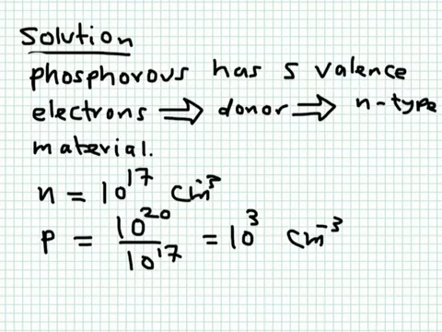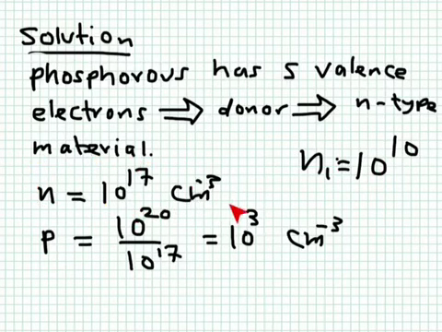The intrinsic carrier concentration is 10 to the power 10. This is ni. So if you have a piece of silicon with no doping, you have number of electrons equal to 10 to the power 10 per centimeter cubed, and you will have number of holes equal to 10 to the power 10 per centimeter cubed. But 10 to the power 17 is way higher than this number, so this number can be ignored, and this becomes the electron concentration.